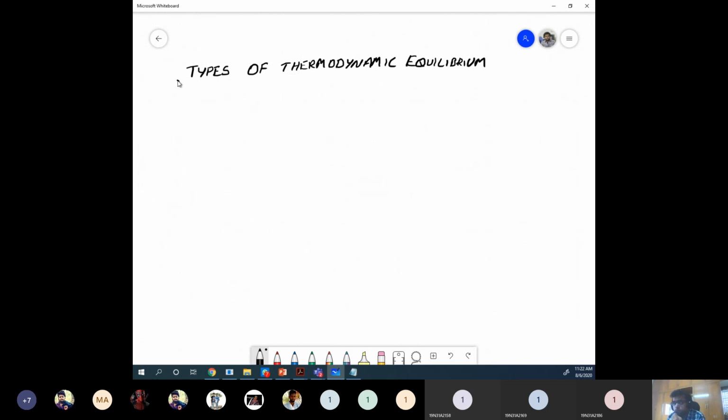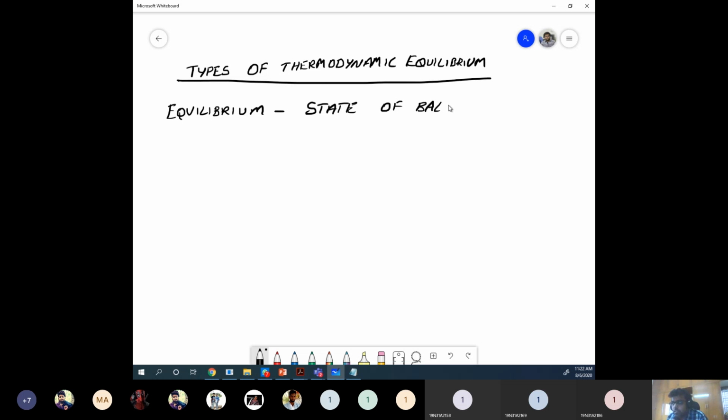What are the types of thermodynamic equilibrium? Okay, so as I said, equilibrium is a state of balance. You are reaching a balance in the system. Within that we have different subcategories.